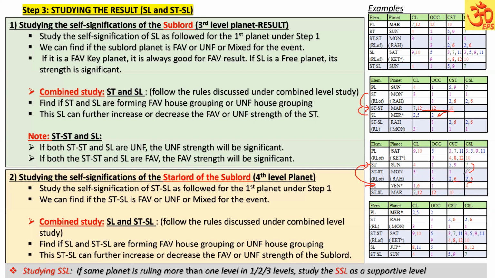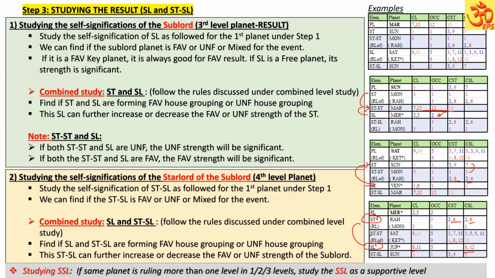Since the star lord of the star lord is not unfavorable, this unfavorable strength will be a little bit reduced. I hope you have understood. Here you can see in this Mercury planet, the star lord has weakness and the sublord also has weakness. An unfavorable grouping is also formed. So the star lord and sublord are supporting each other, forming an unfavorable grouping for the unfavorable houses for the event.